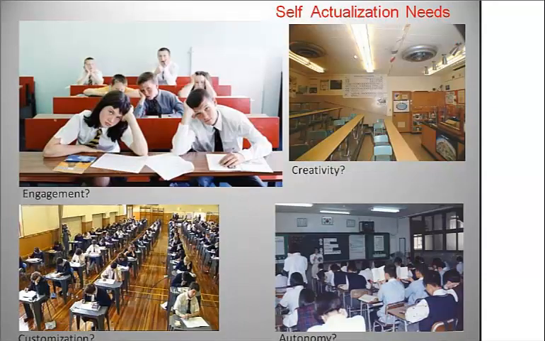As we move up to the top of the pyramid, we see a lot of schools that provide no opportunities for students to experience self-actualization. As you can see in these photos, where are opportunities for students to be engaged or to engage each other or to even engage with staff members or teachers? Where are opportunities for students to be creative? There's very little autonomy in these photos, and there is really no way to customize learning.